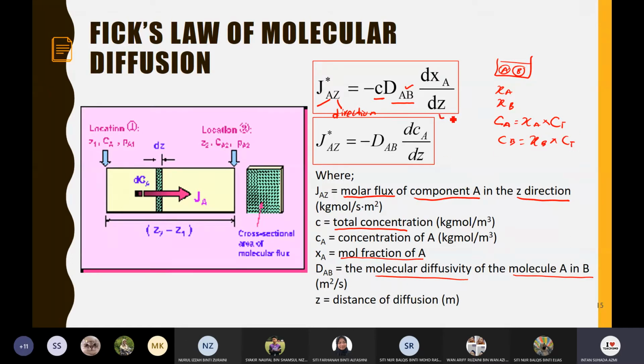Alright. Okay, dz is the distance of diffusion. As you can see, this one is 0.1, this one is 0.2. So we have z1, z2. So this is the distance of diffusion, right? And this one is the molar flux, molar flux from location 1 to location 2. Okay, I think it's clear.